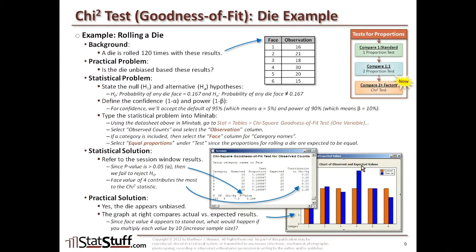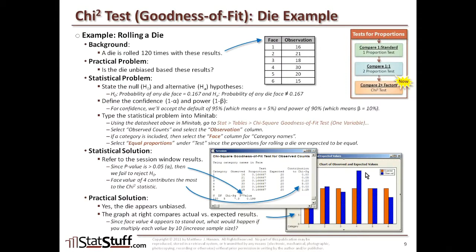So since this number 4 face value stands out like this, what would happen if we were to multiply each of these observations by 10, just simply adding a 0 to every one of these, that is, increasing the sample size? Well, then what's going to generally happen is, because there are more samples included, the p-value would generally shrink, because we have more confidence and less risk to be able to prove if there's a difference.